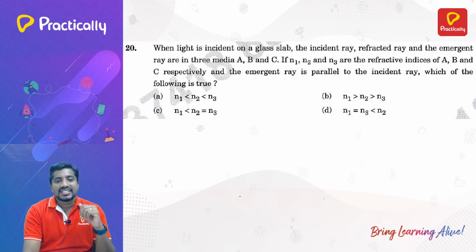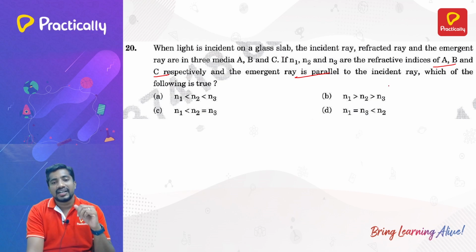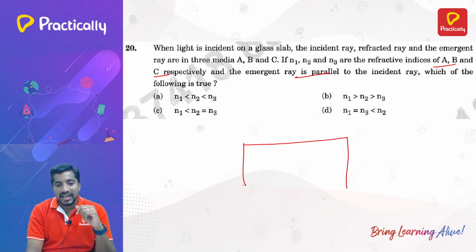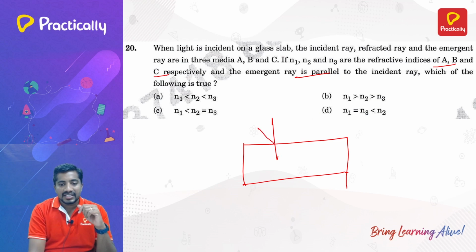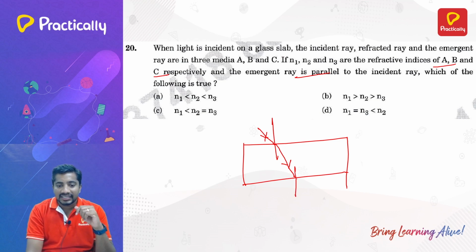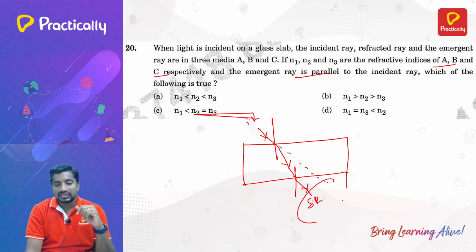Next, when light is incident on a glass slab, the incident ray, refracted ray and the emergent ray are there in three media A, B, C. If N1, N2 and N3 are refractive indices of A, B and C respectively, and the emergent ray is parallel to the incident ray. So see here, already they gave the hint: both the incident ray and emergent ray are parallel, which means the refraction happens like this, children. The light enters from rarer to denser and undergoes refraction here, and then it is refracted again at the second refracting surface. This is the emergent ray, this is the incident ray, and both these rays are parallel.